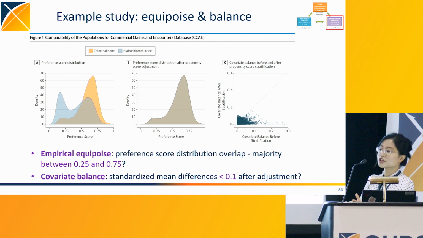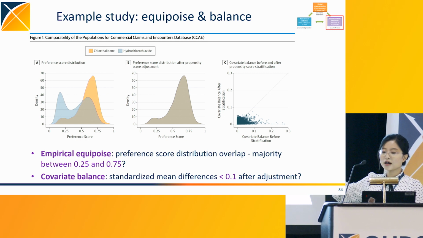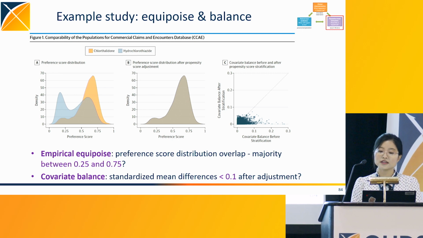This is another screenshot of the paper, their figure 1. In panel A and panel B, what I'm showing is the preference score distribution. The preference score is an easy transformation of propensity scores, so it's basically the same kind of information. Those plots can tell us whether or not there's enough overlap between the distributions of preference scores of the target and comparator cohorts. Usually we would like to see the majority of fitted preference scores fall within a reasonable middle range, so that we know we are comparing apples with apples, not apples with oranges.